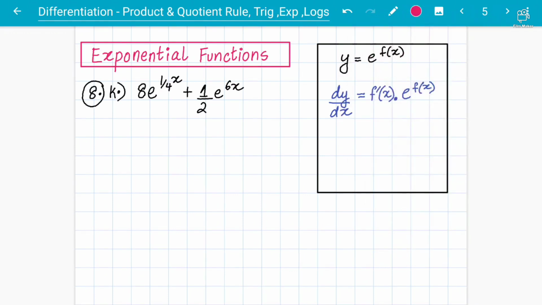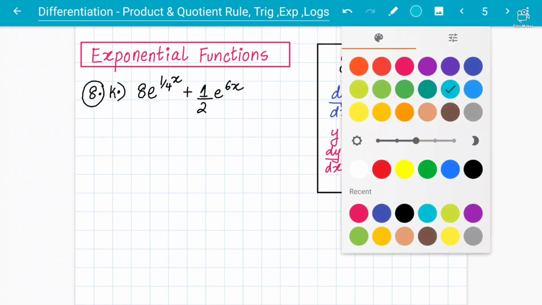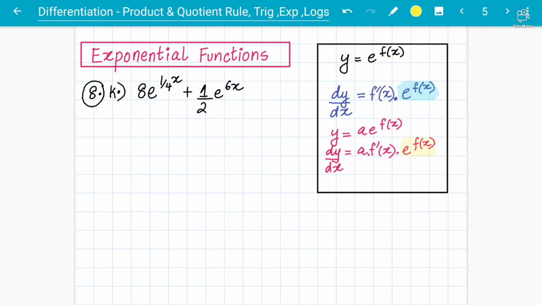So you can also say that if it was y is equal to a e power f(x), then dy over dx is equal to a times f dash x, and e power f(x) remains the same. So the main point is that the exponential remains the same, okay? The exponential doesn't change, but whatever is in the power you differentiate and you multiply with the coefficient that was there previously, okay?